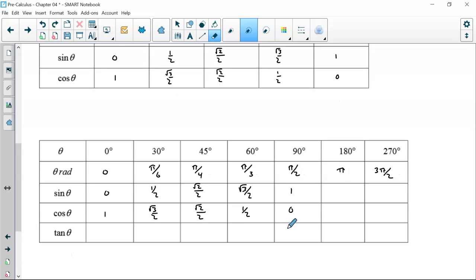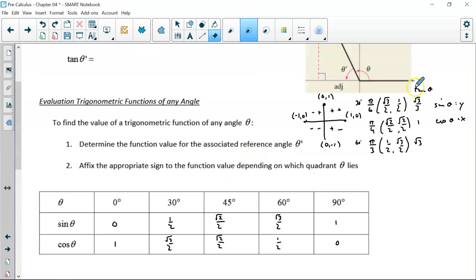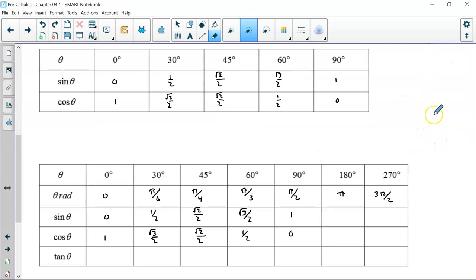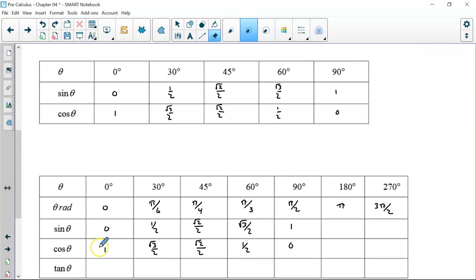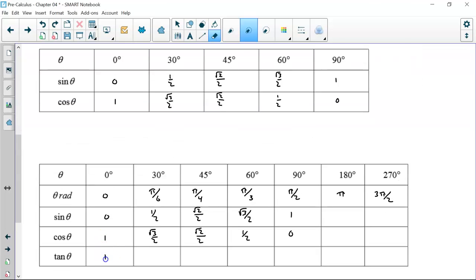Now to find the tangents, I'm just using this right here that I have labeled. When it's pi over 6, it's going to be root 3 over 3. Pi over 4 is 1. And then pi over 3, it's root 3. So for 0, it's going to be 0. When we're at 30, at that pi over 6, it's root 3 over 3. When I'm at pi over 4, it's 1. When I'm at pi over 3, it's root 3. Now for the 90s, it's just 1 divided by 0, which is undefined.